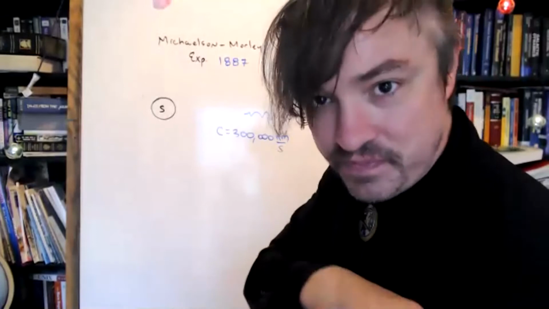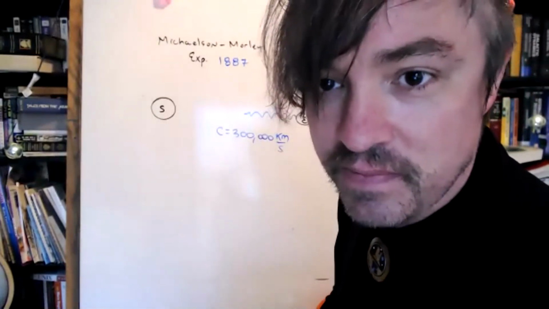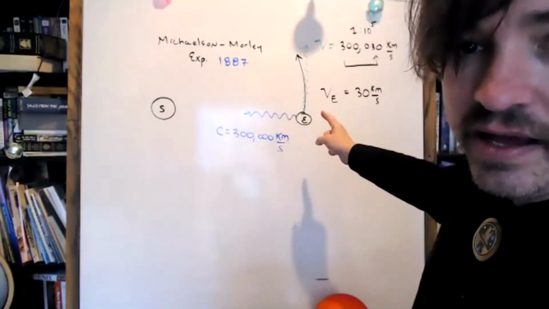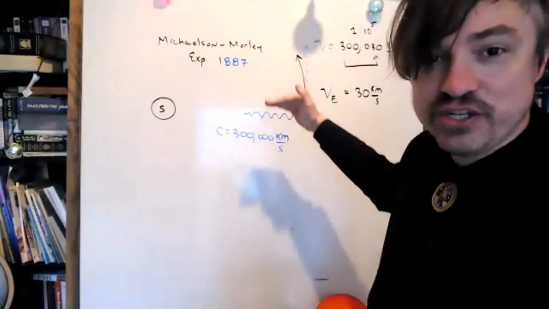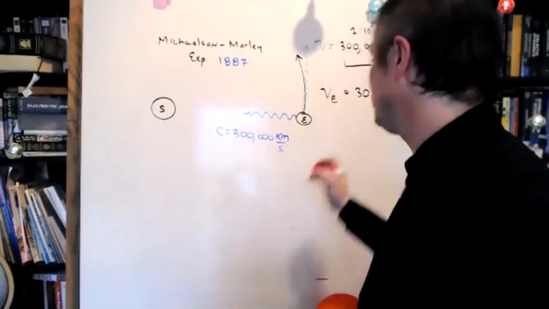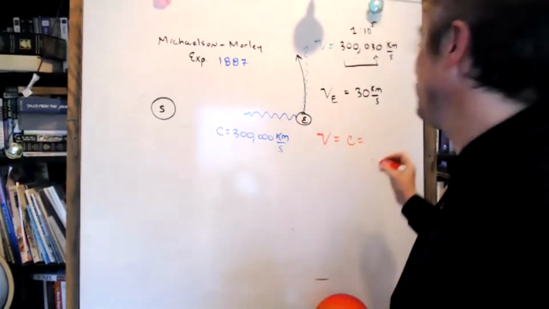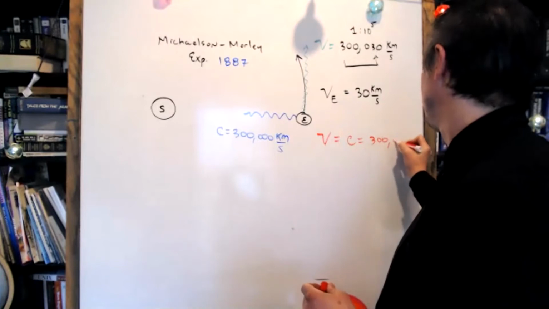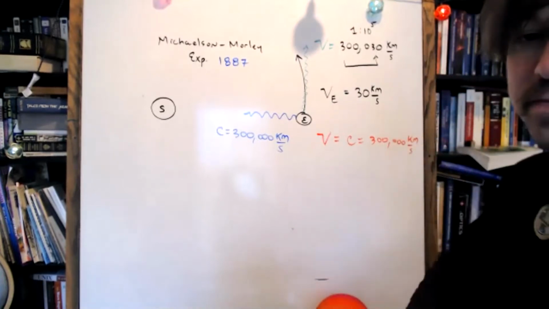Anyways, do you want to know what they found when they performed the experiment? I bet it didn't work. It was still 300,000. No? Exactly. No matter which direction the laser was being fired, it always turned out that the velocity of the laser was c, 300,000 kilometers per second. Just light here defying everything.